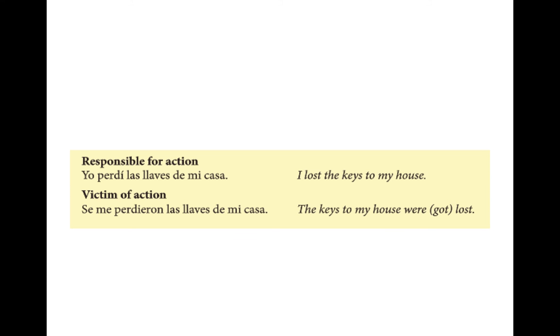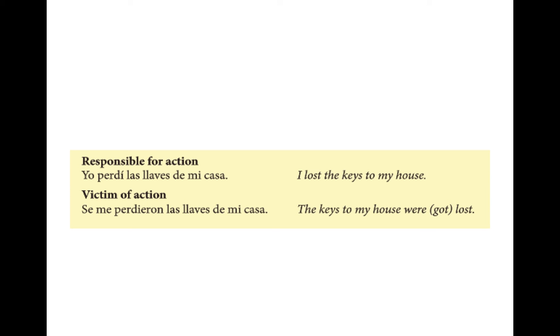So the book explains it like this. There are sentences that you use when you become responsible for your actions. It was me who lost the keys. Yo perdí las llaves. In the past, right? Yo perdí las llaves. But the no fault SE construction makes you the victim of an action. In a way, you're in the passive voice.